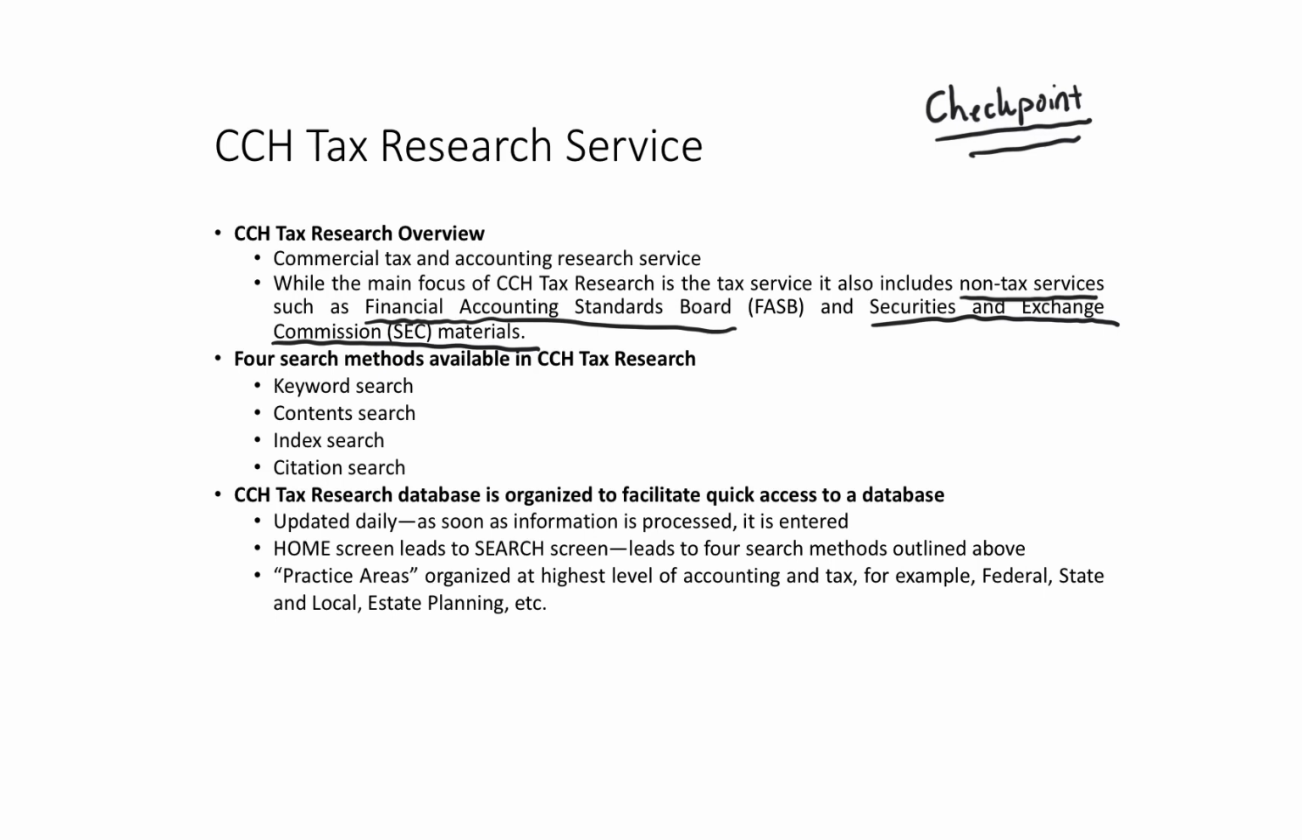Now, there are four search methods available in CCH Tax Research, just like in Checkpoint, and they are the keyword search, the content search, the index search, and the citation search. I'm going to talk more about those in the slides later on. Also, we're going to look at those later on in the CCH test drive of the software. CCH Tax Research Database is organized to facilitate quick access to a database.